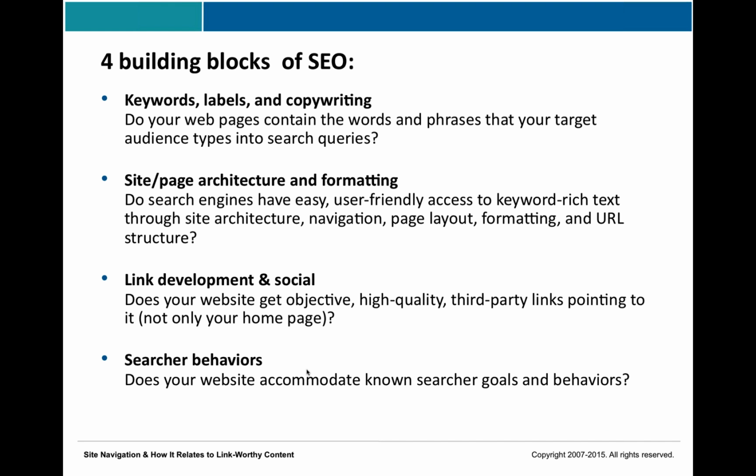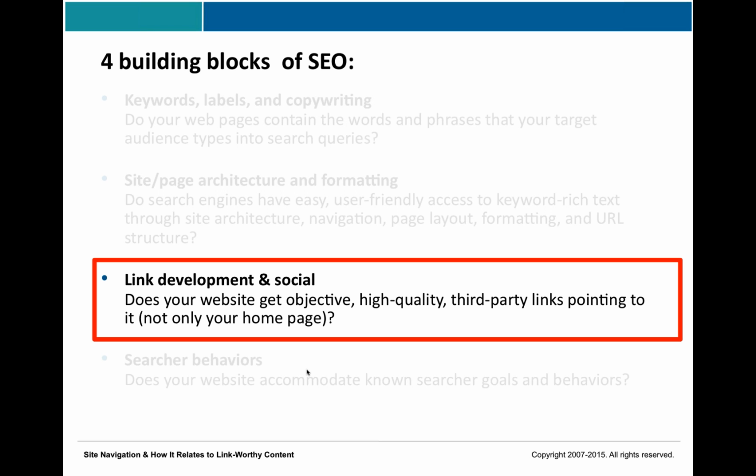Links are and will continue to be ranking factors. Right now, social signals are not ranking factors, but accommodating searcher goals and behavior has been a ranking factor since the mid-1990s. So there's a human element as well as a technical element to SEO.